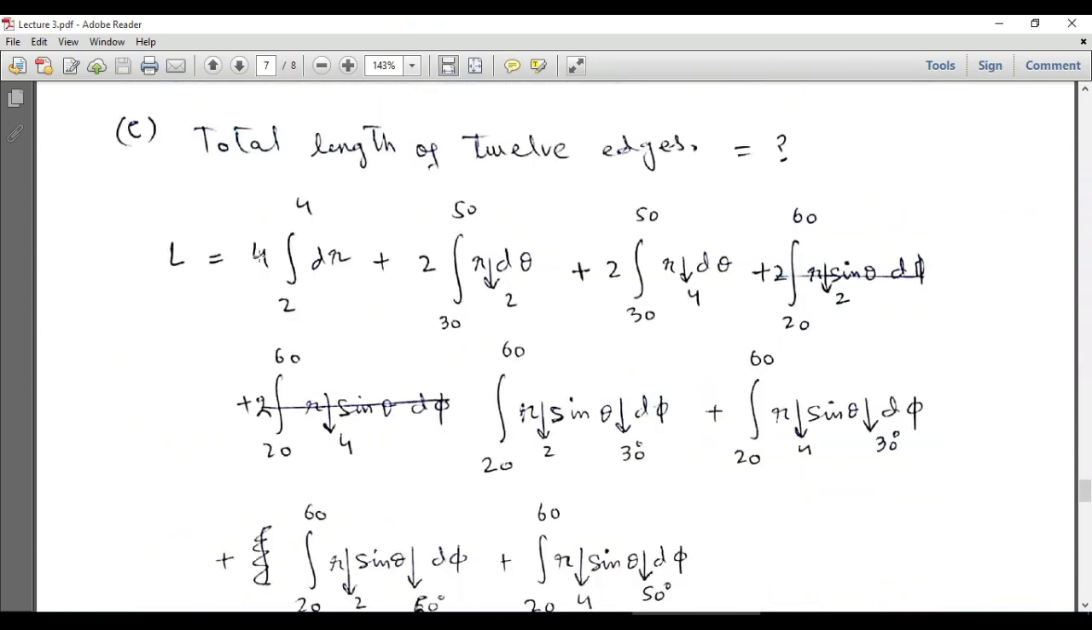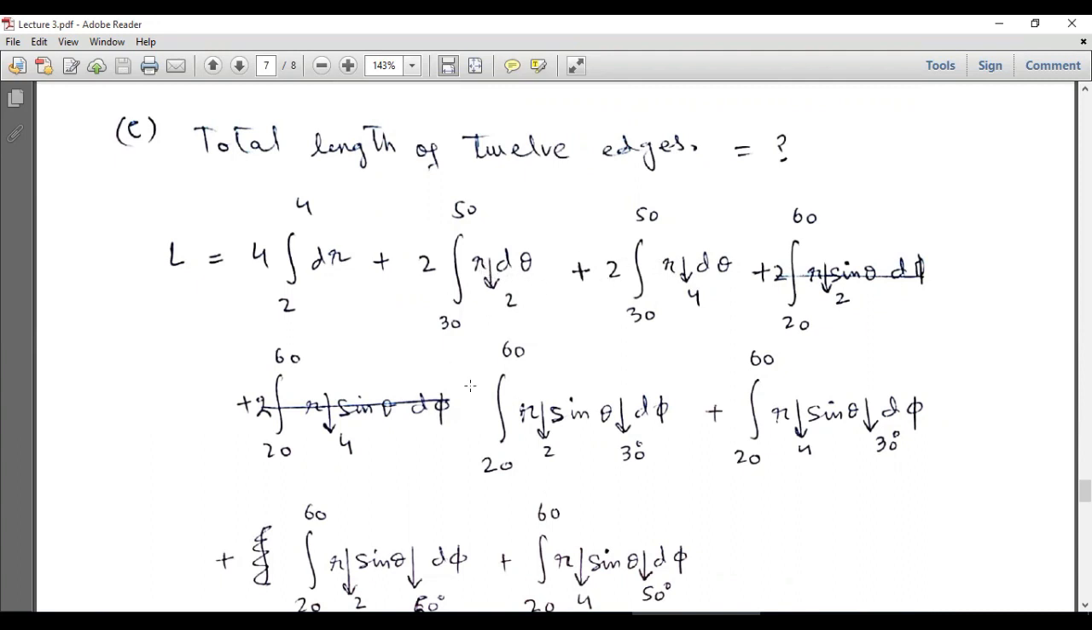So there are four lengths along all the three components, or all the three vectors. So along dr, all the lengths of the edges will be the same. So we have to integrate just dr from 2 to 4 and multiply it by 4. Similarly, there will be two edges in which r will be equal to 2, and there will be two edges in which r will be equal to 4 along the theta axis. So just put these limits, and we will get the answer.